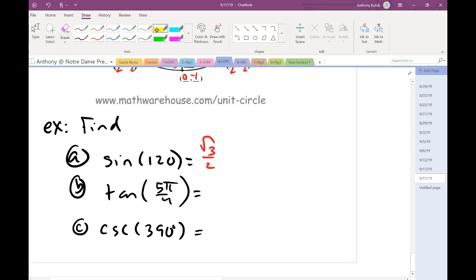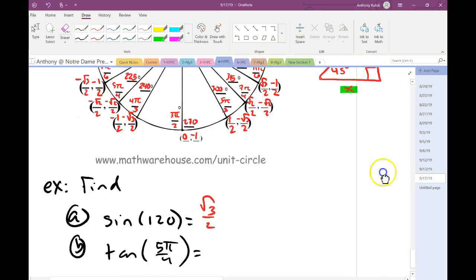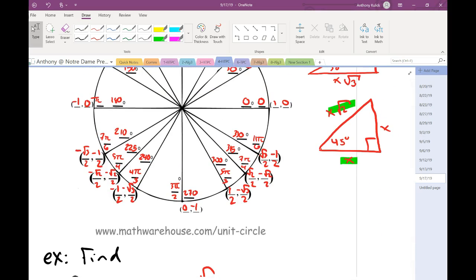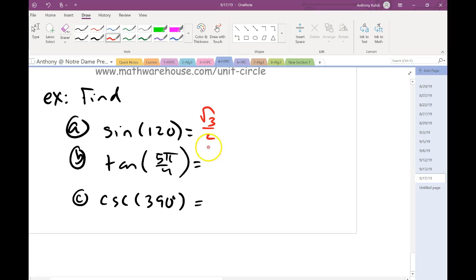The next problem asks for tangent of 5 pi over 4. So I go back to my unit circle. I find 5 pi over 4. And I remember that tangent was defined as y over x. So that's going to be negative square root 2 over 2 divided by negative square root 2 over 2, which simplifies down to 1.